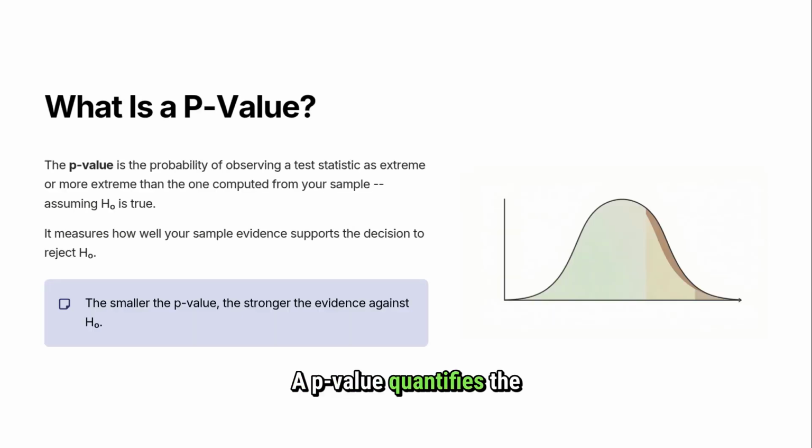A p-value quantifies the probability of observing a test statistic as extreme as the one from your sample. Assuming the null hypothesis, H0, is true, it evaluates how well your sample evidence supports rejecting the null hypothesis. A smaller p-value indicates stronger evidence against the null hypothesis.